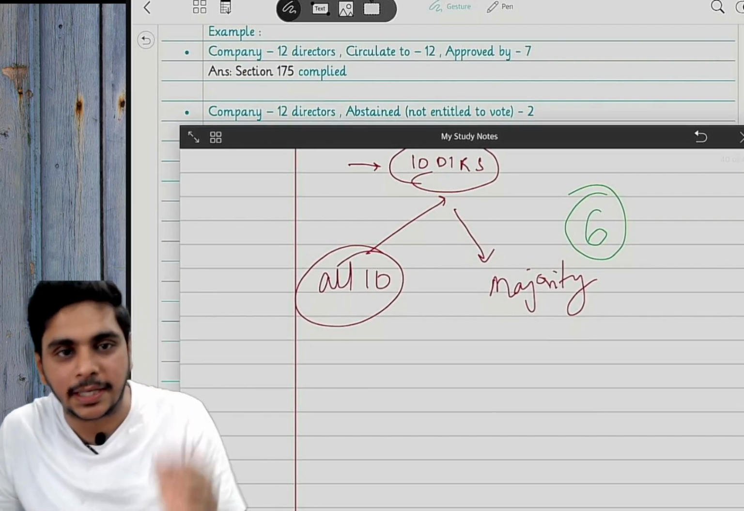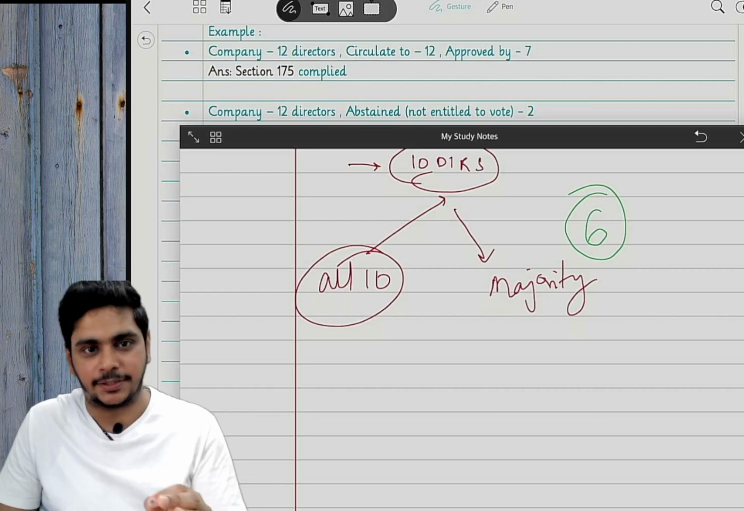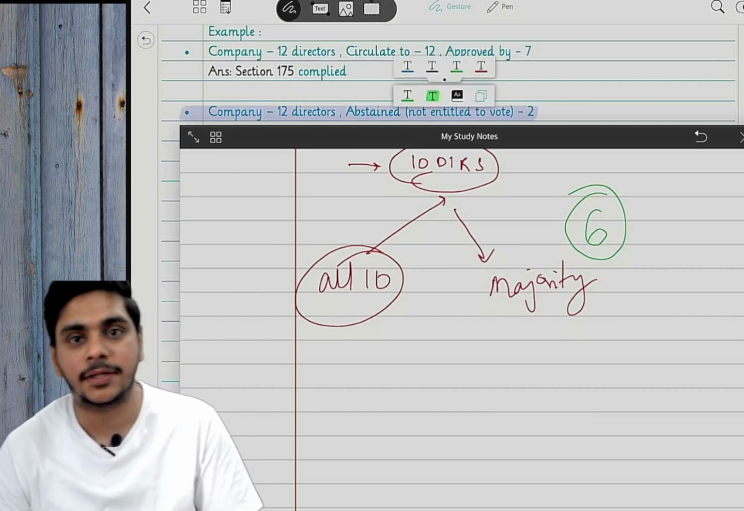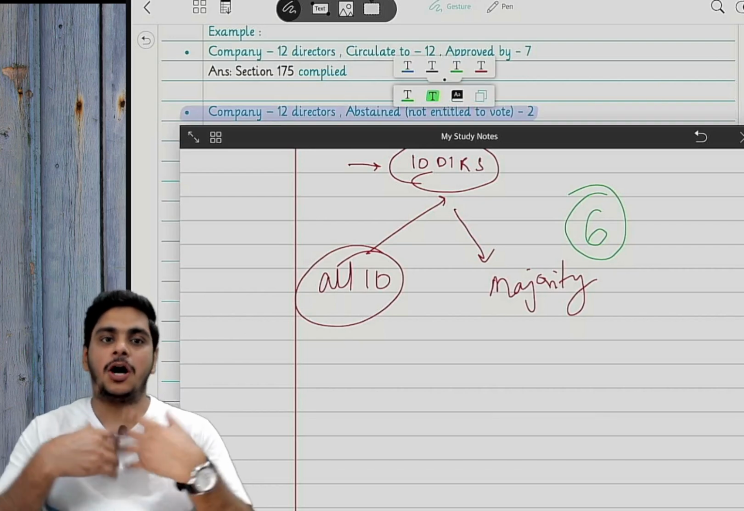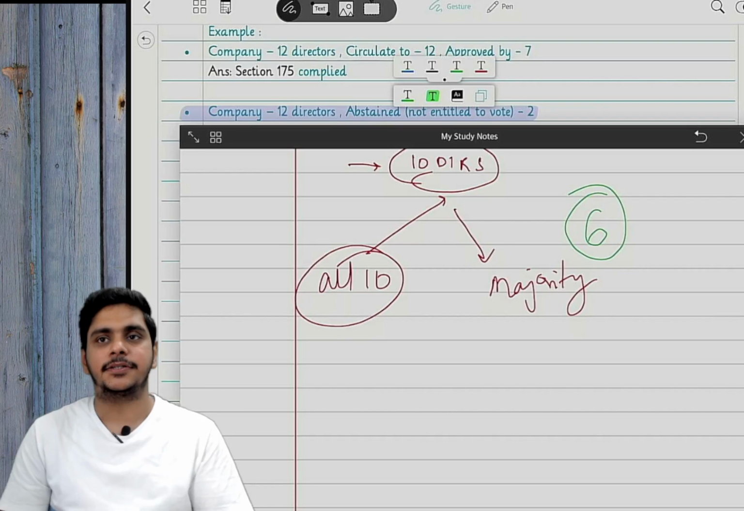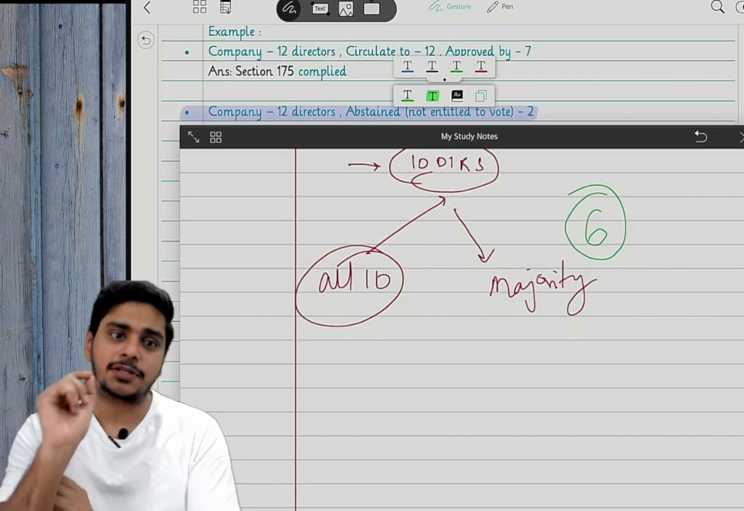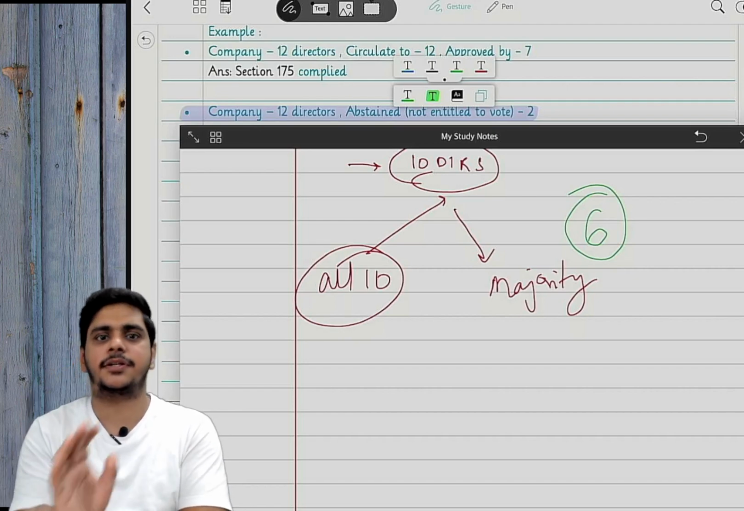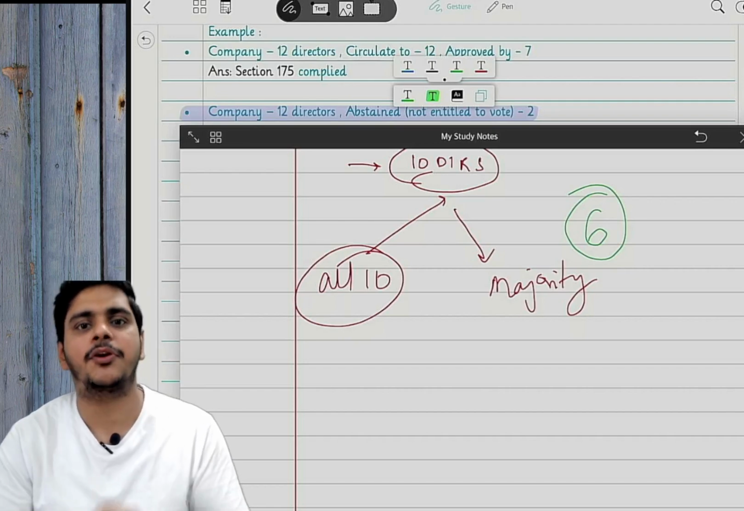Company has 12 directors. Abstained. Abstain means persons who are not entitled to vote. How many are there? 2. So how are they called abstained directors? Like when they are interested director. What is interested director? I'll be teaching in some other section after some time. But just understand, interested director is called an abstained director because he cannot vote.